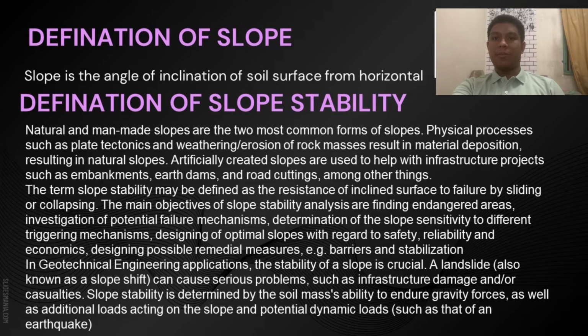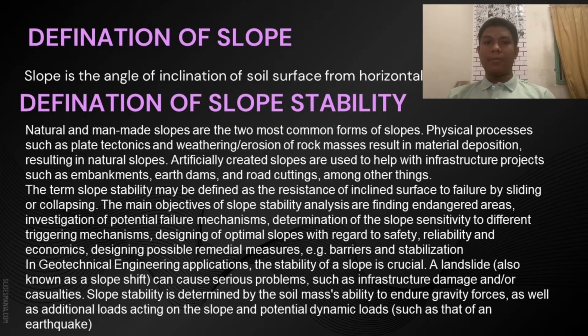Natural and man-made slopes are the two most common forms of slopes. Physical processes such as plate tectonics and weathering, erosion of rock masses result in material deposition, resulting in natural slopes. Artificially created slopes are used to help with infrastructure projects such as embankments, earth dams, and road cuttings, among other things. The term slope stability may be defined as the resistance of an inclined surface to failure by sliding or collapsing.